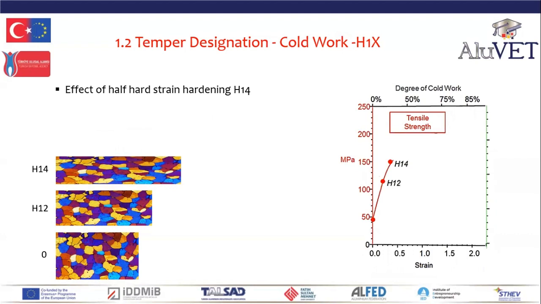In this slide, we have now strain hardened our alloy to a half hard condition, the H14 strength. You can see that the grains have been plastically deformed, stretched. So now we can see marked permanent elongation, plastic deformation of the grains. The higher deformation of the half hard condition has strengthened the alloy to the H14 plot on our graph.